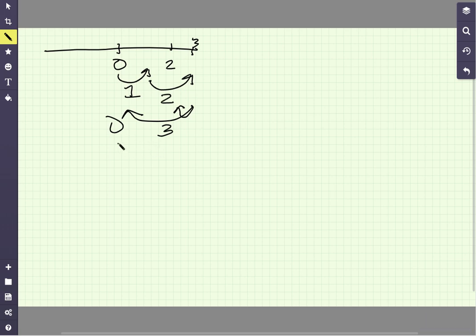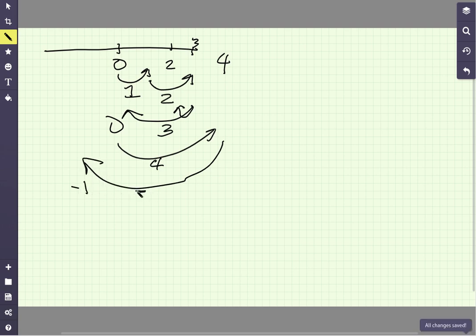So now you got to go 4. Now you're going to head this way, and you're going to take step 4. So now you're at 4. That's not helpful. So now you go back, and you're at negative 1 because you took 5 steps back. So this isn't going to work. I mean, you might go around the drain forever this way.